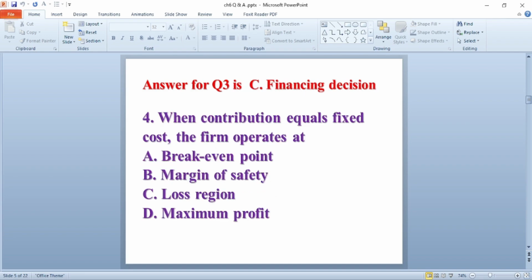Question number 4. When contribution equals fixed cost, the firm operates at dash. A, break-even point, B, margin of safety, C, loss region, D, maximum profit. The answer for this question is A. Break-even point.